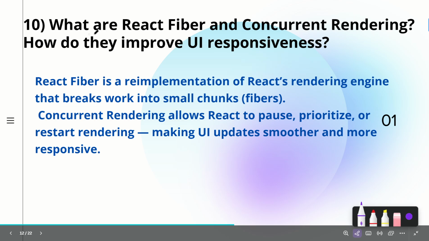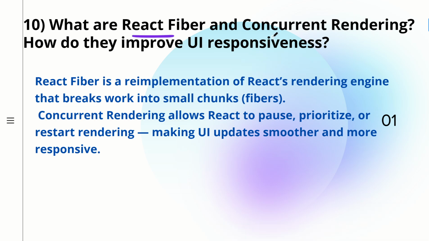Now let's go to the 10th question. The 10th question asked was, what is React Fiber and concurrent rendering? How do they improve UI responsiveness? So React Fiber is nothing but a re-implementation of React's rendering engine algorithm that breaks the work into smaller chunks. Whatever work the React rendering engine has to do is broken into smaller chunks, that is, these smaller fibers. Okay, that is about React Fiber.